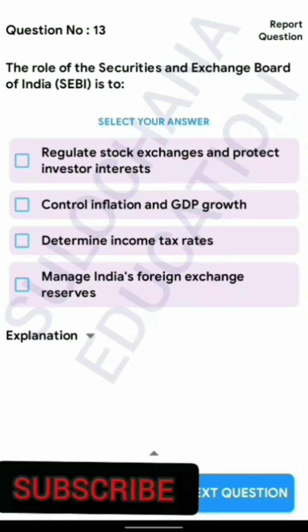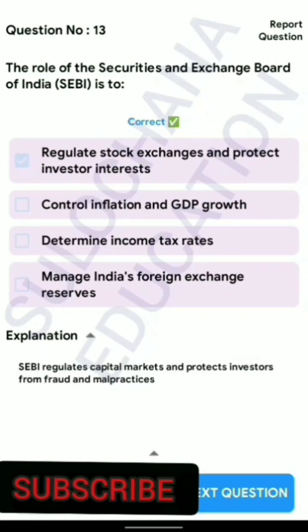The role of the Securities and Exchange Board of India (SEBI) is to. Options are A, and correct answer is A.